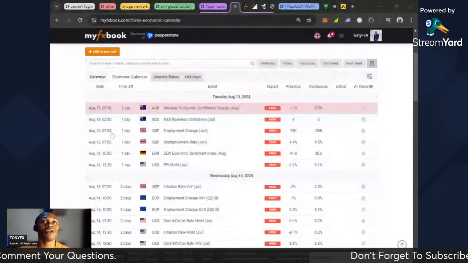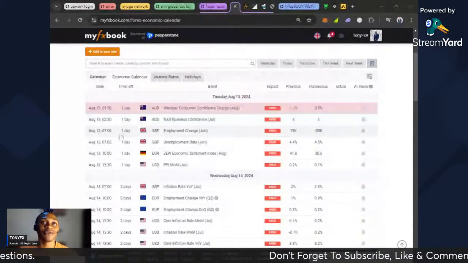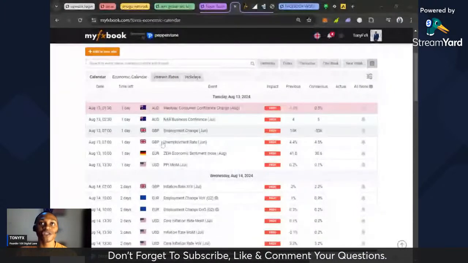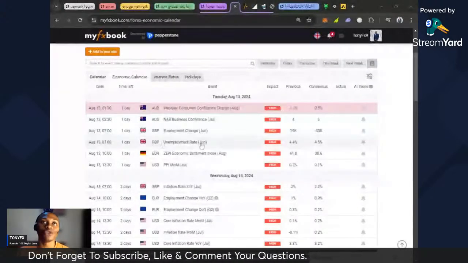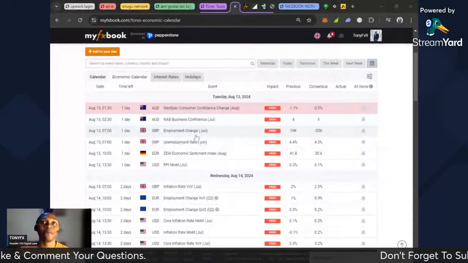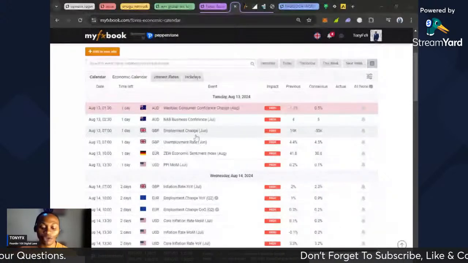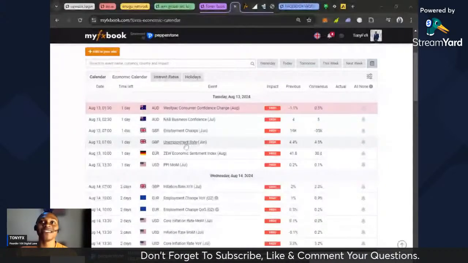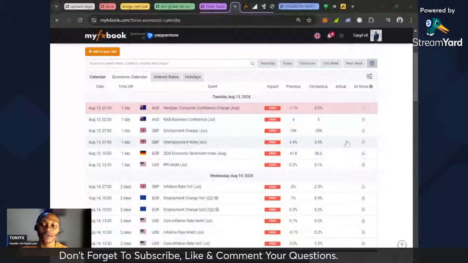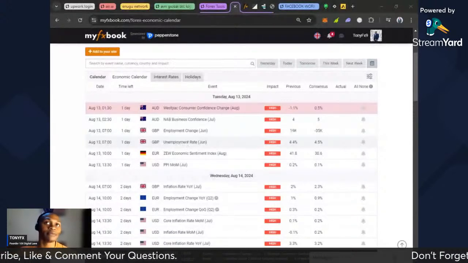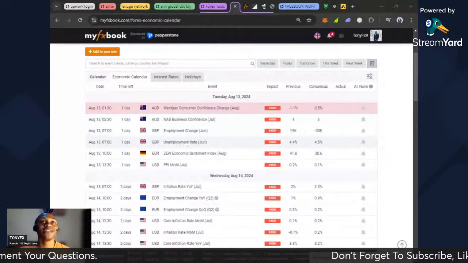Then on Tuesday, 7 a.m. West African time for Great Britain pound, we have employment changes and employment rate. I want you to focus more on the employment rate because the news is coming out on the same day. Employment changes is a derivative of the employment rate. So if the employment rate increases, it is bad for Great Britain pound. If the employment rate decreases, it is good for Great Britain pound. That's just it.